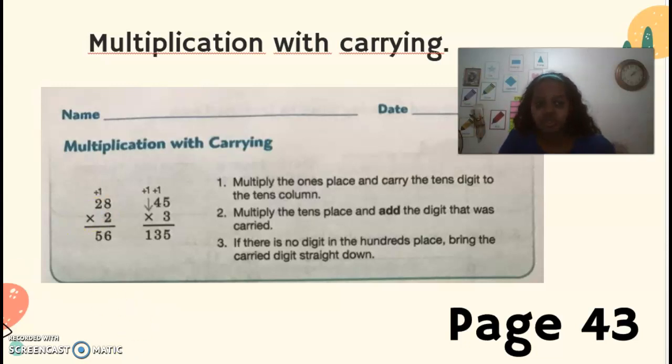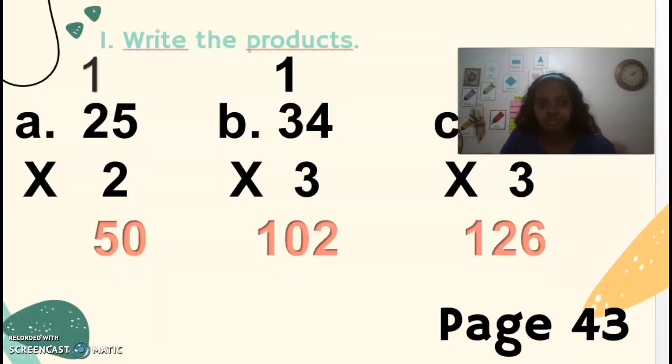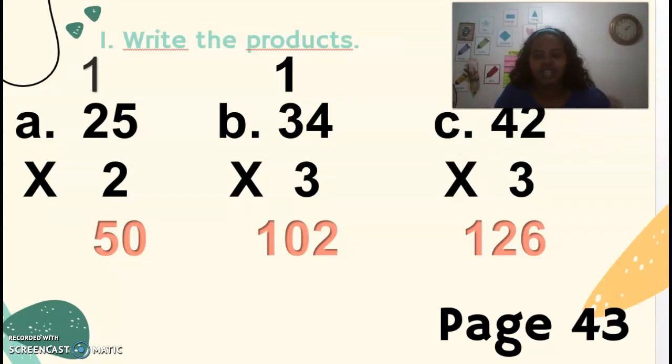So we are going to work with exercise number 1 of page 43. Exercise number 1 of page 43. Here we have to write the products. In number 1, in letter A we have 2 times 25. What are we going to do here? First, we are going to multiply 2 times 5 and then 2 times 2.